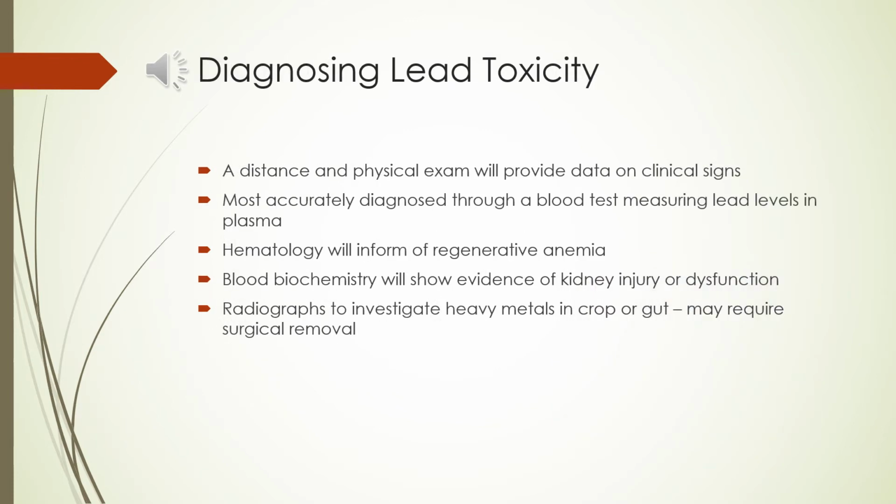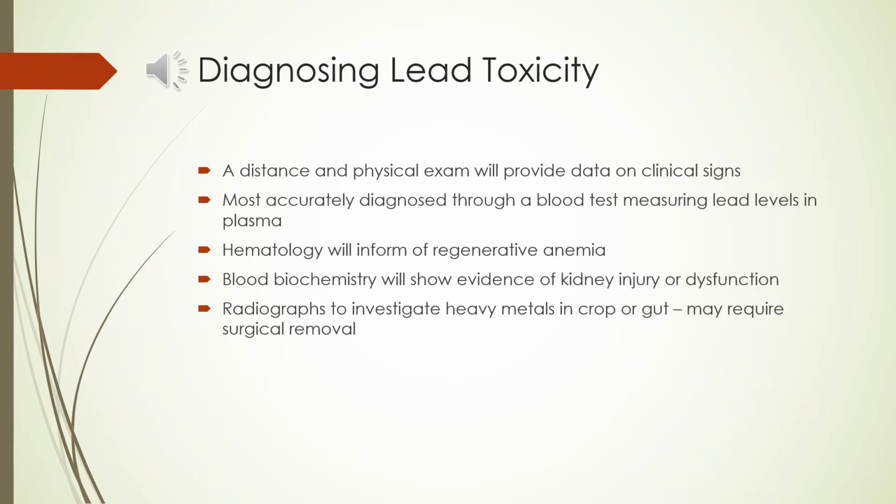Diagnosing of lead toxicity is undertaken via a history and a physical examination, which will show you the signs previously mentioned, and also a blood test which accurately measures the lead levels in plasma, allowing a definitive diagnosis of lead toxicity. The hematology, if run, will show regenerative anemia, and a blood biochemistry will show evidence of kidney injury or dysfunction, as lead will often create protein complexes that can damage the kidneys during elimination.